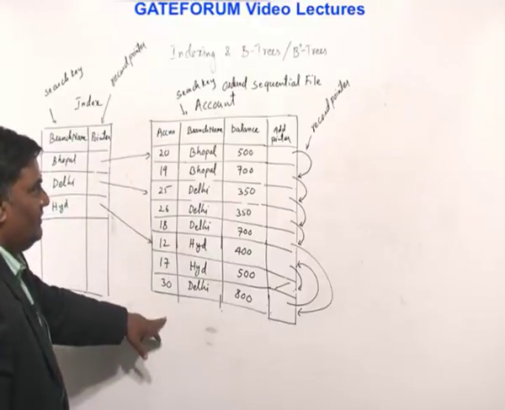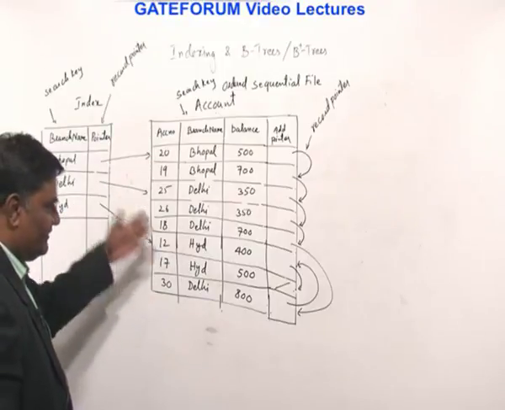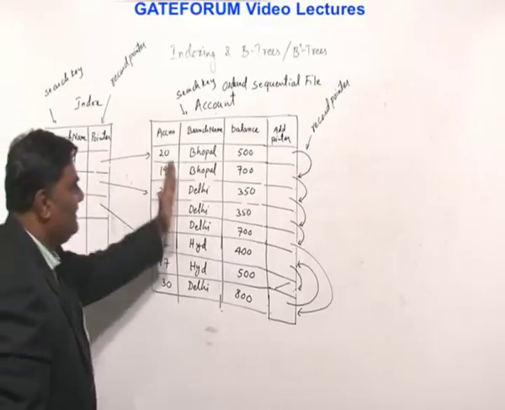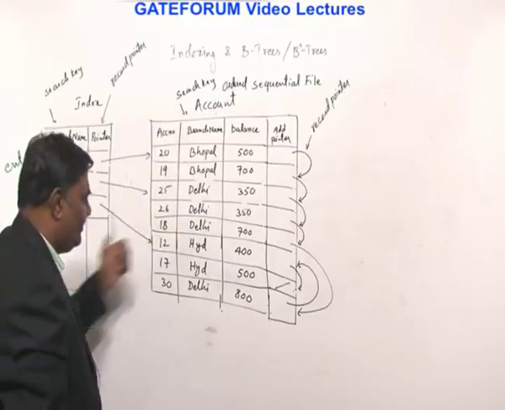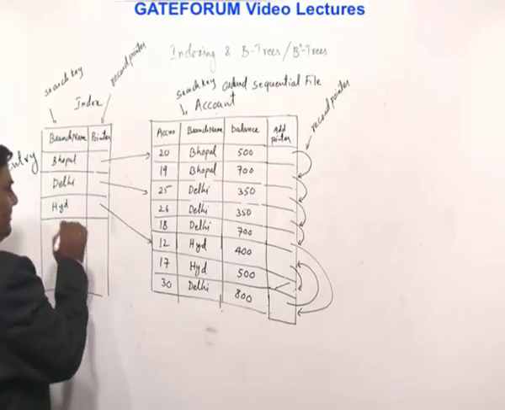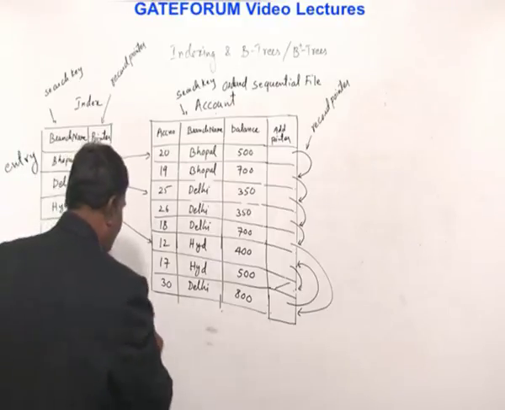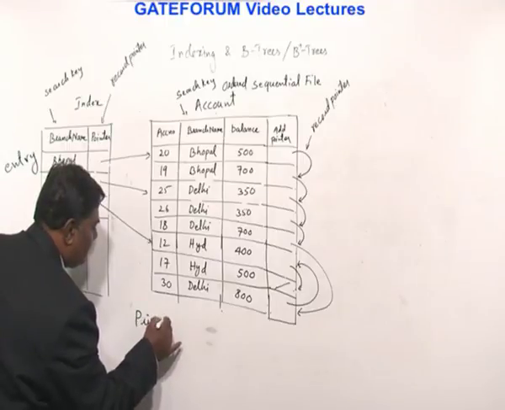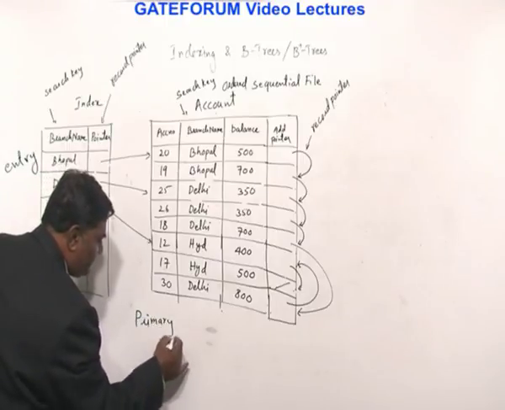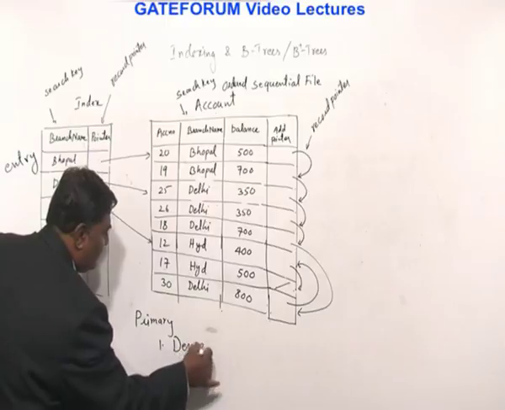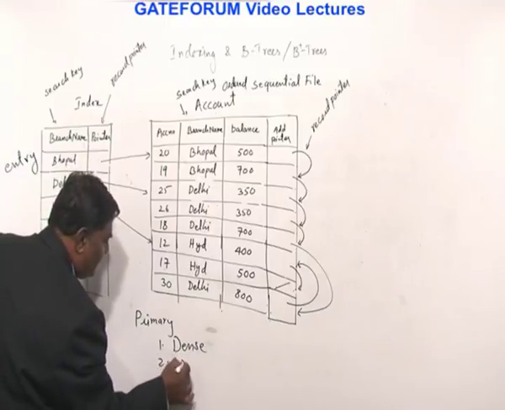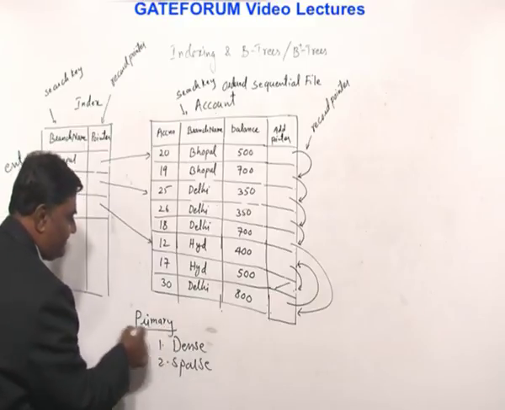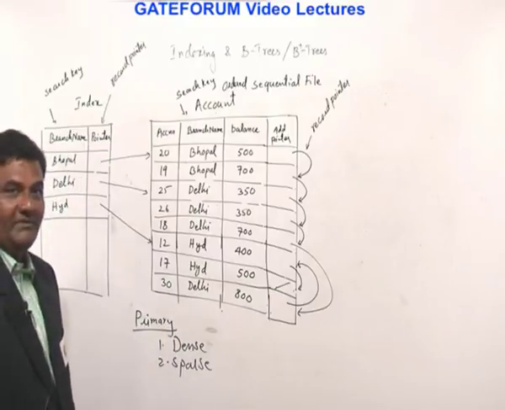So this is an ordered sequential file, that is a table, and this is an index upon the key on which it is sequentially ordered. This is called a primary index. Now there are 2 types of primary index. One is dense index, and the next is sparse index. There are 2 types of primary indexes.